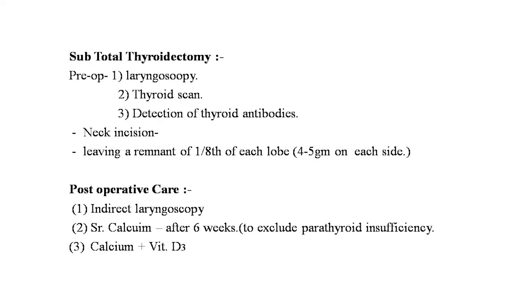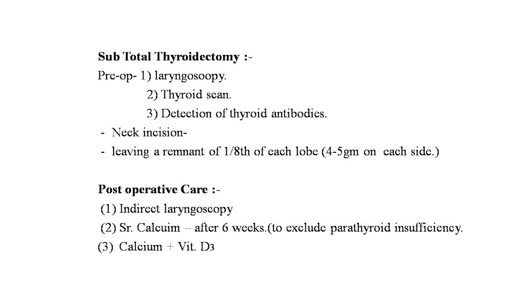For subtotal thyroidectomy, preoperatively laryngoscopy should be performed, with thyroid scan and laryngoscopy for normal movement of the larynx. Thyroid scan should be mandatory, along with detection of thyroid antibodies. A neck incision is made, leaving a remnant of 1/8 of each lobe on both sides of the thyroid gland, that is 4 to 5 grams on each side, to be kept for normal function of the thyroid. Post-operative care includes indirect laryngoscopy to confirm normal vocal cord movements, and serum calcium after 6 weeks to exclude parathyroid insufficiency.